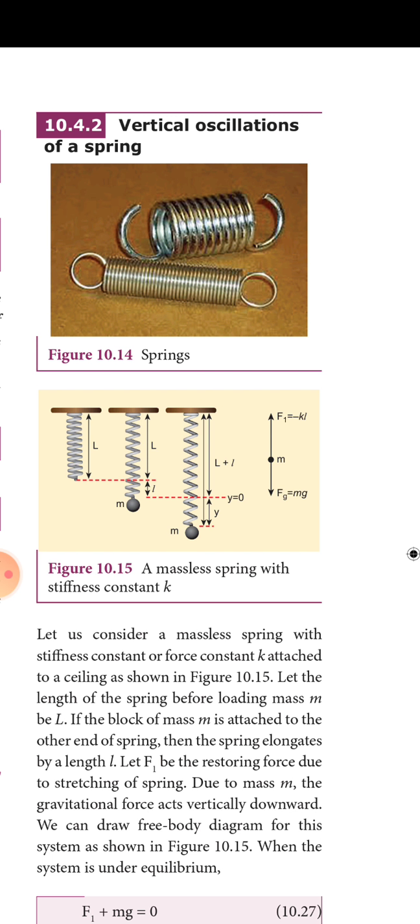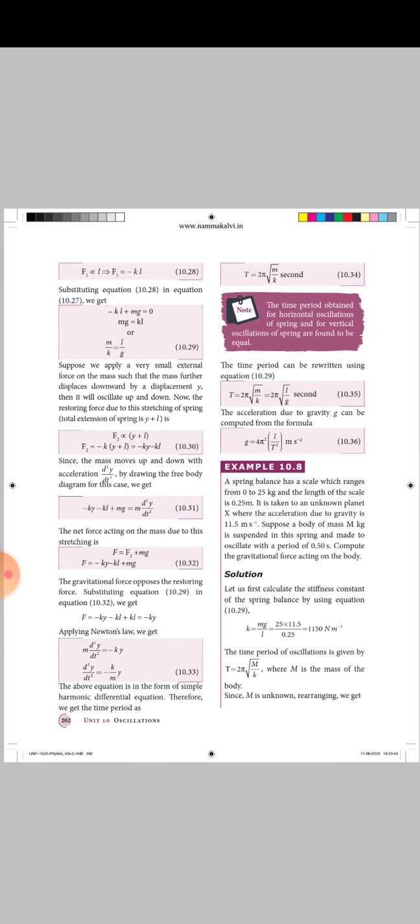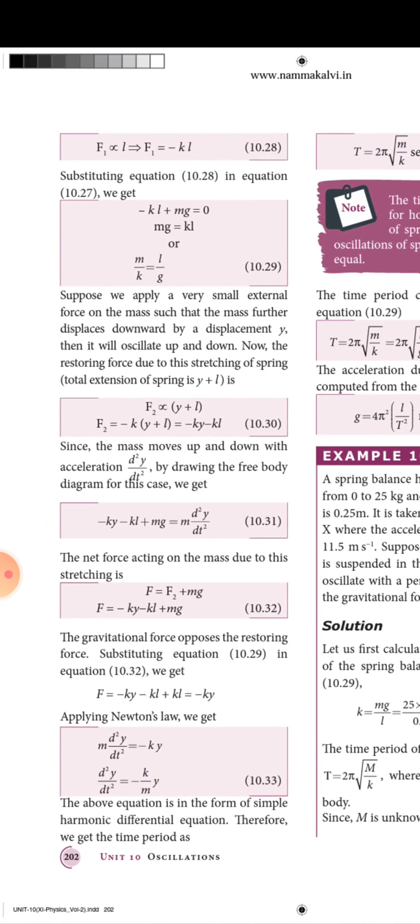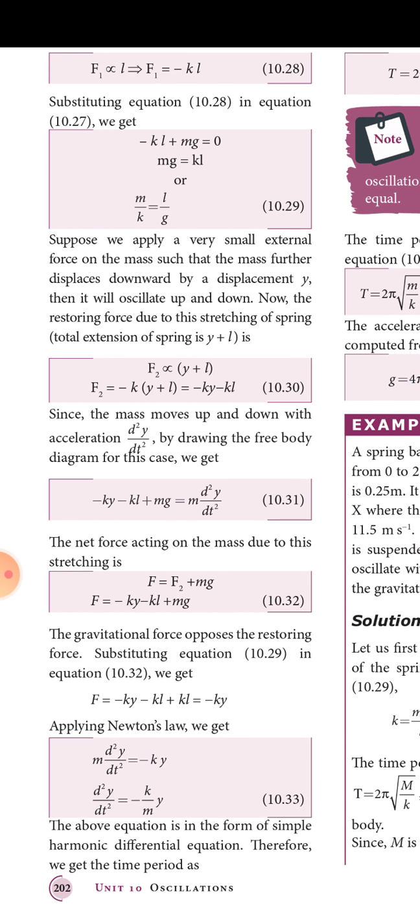The system is under equilibrium. So F1 plus mg equals 0. But the spring elongates by a small displacement l. Therefore, F1 is directly proportional to l, so we can modify this proportionality into an equation: F1 equals minus kl. Here k is the force constant. The minus sign tells us the force is always opposite in direction to the displacement.